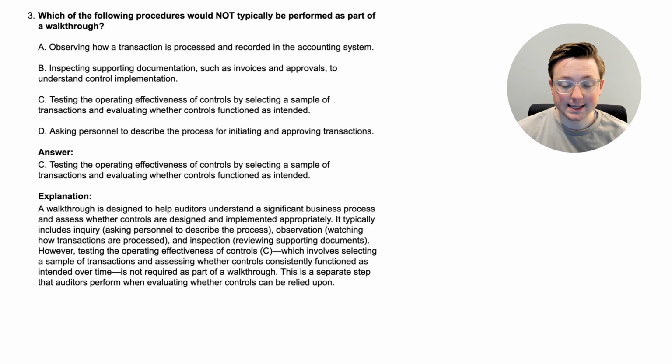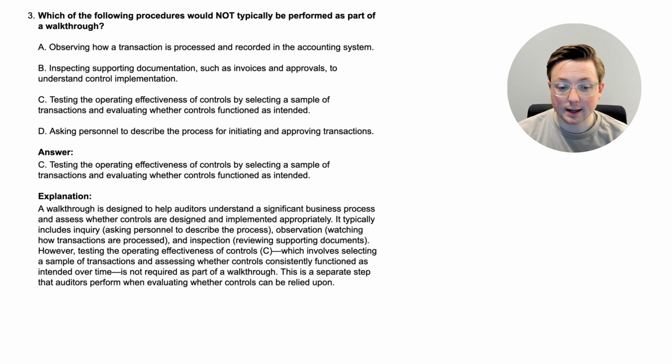Okay, here we are. The answer is C, testing the operating effectiveness of controls by selecting a sample of transactions and evaluating whether controls functioned as intended. Okay, so let's walk through this. A walkthrough is designed to help auditors understand a significant business process and assess whether controls are designed and implemented appropriately. It typically includes inquiry, which is asking personnel to describe the process, observation, which is watching how transactions are processed, and inspection, which is reviewing supporting documents. However, testing the operating effectiveness of controls, option C, which involves selecting a sample of transactions and assessing whether controls consistently functioned as intended over time, is not required as part of a walkthrough.